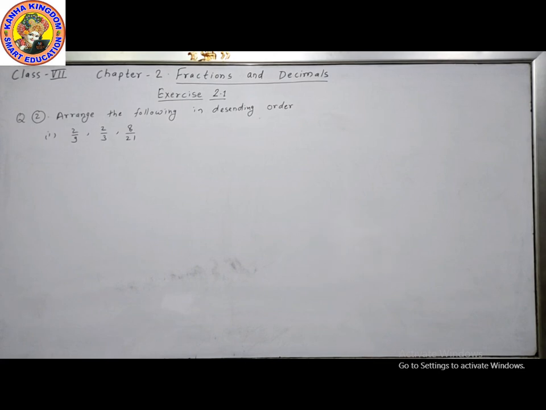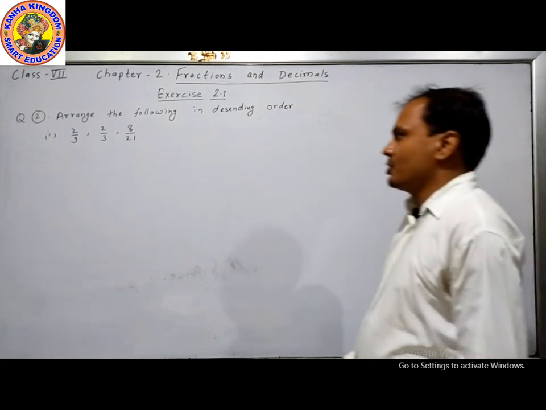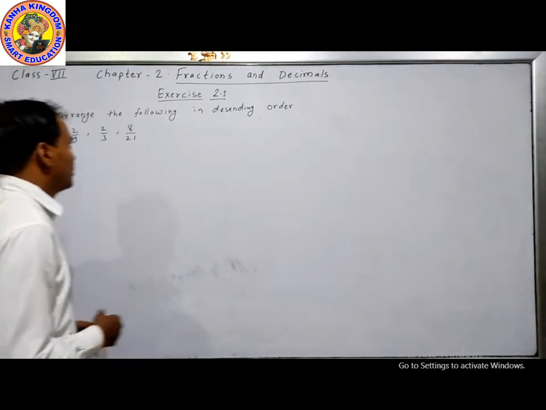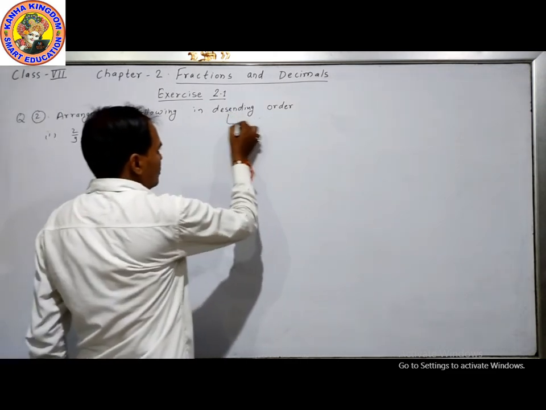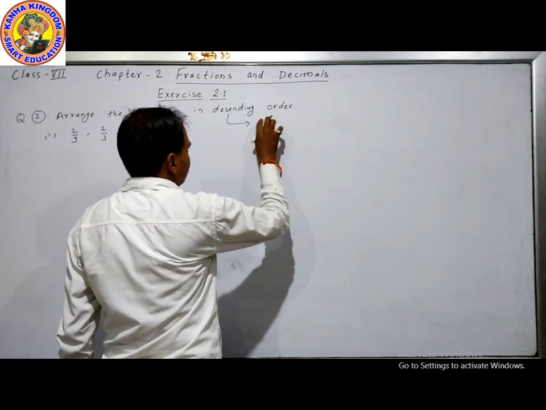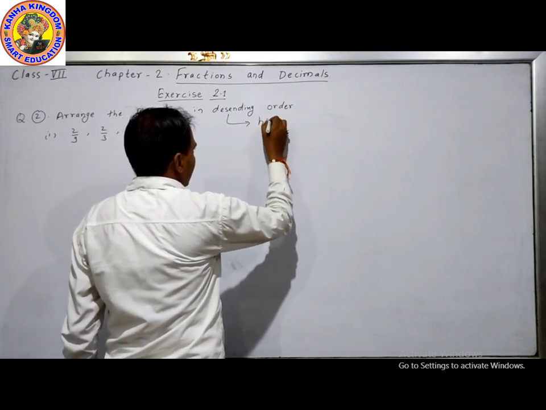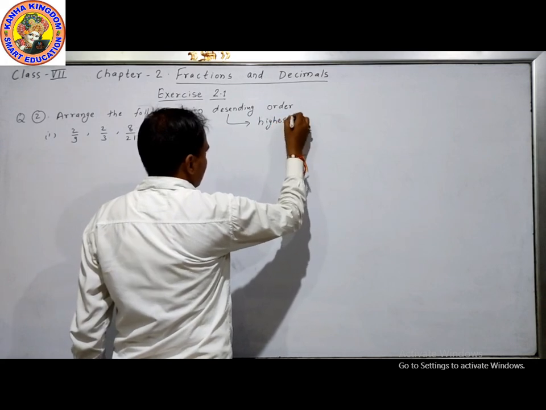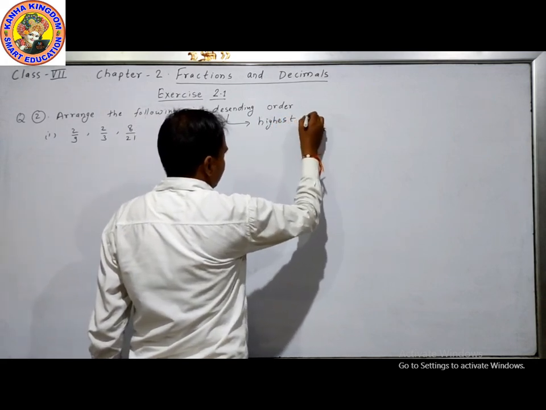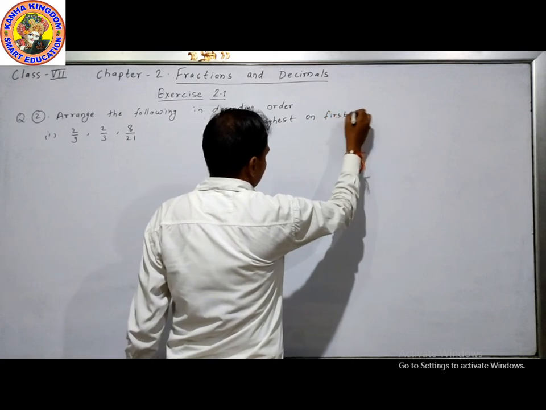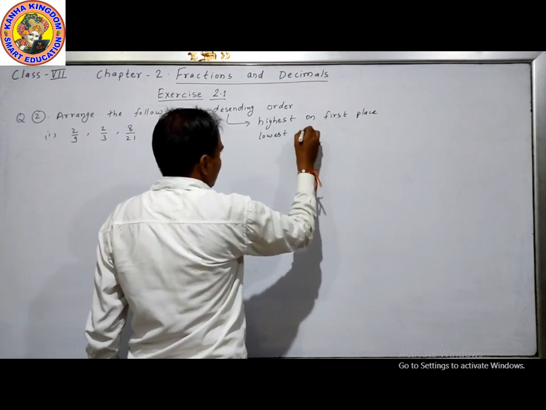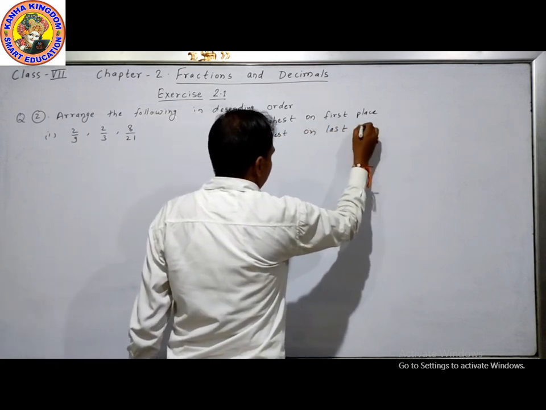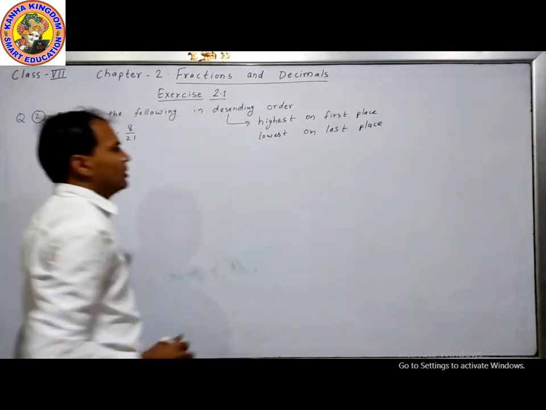So students, our next question is question number 2. Arrange the following in descending order. There are 3 numbers. In descending order, we will put the highest number in first place and the lowest in last place. Highest and lowest we will find using comparison.